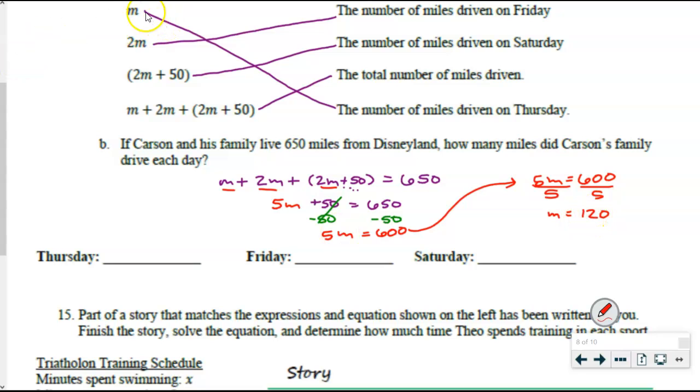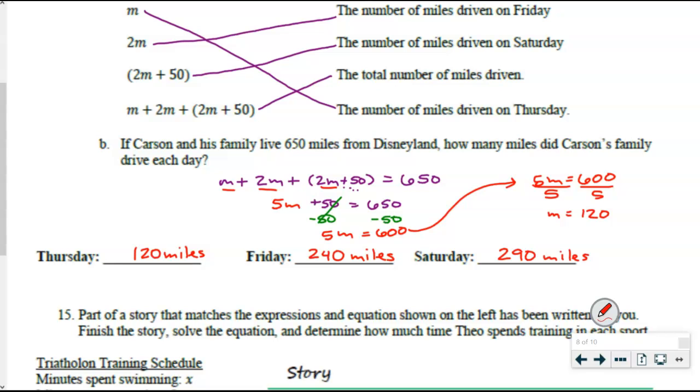So what does that mean? Let's go back. What does M represent? M is the number of miles driven Thursday. So on Thursday, that's 120 miles. Friday is 2 M's. 2 times 120 would be 240 miles. And Saturday, miles driven on Saturday is what they drove on Friday plus an extra 50, so 290 miles.